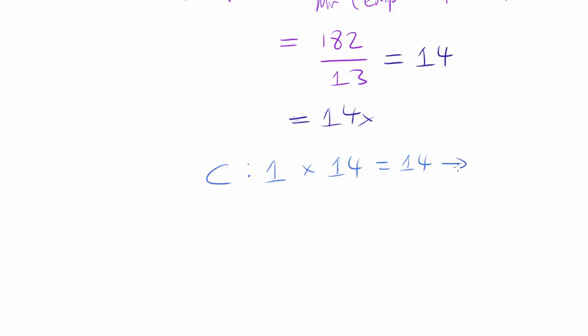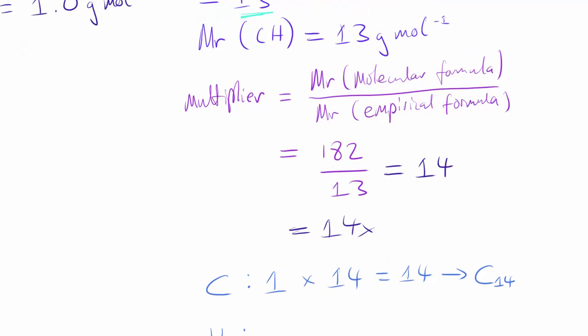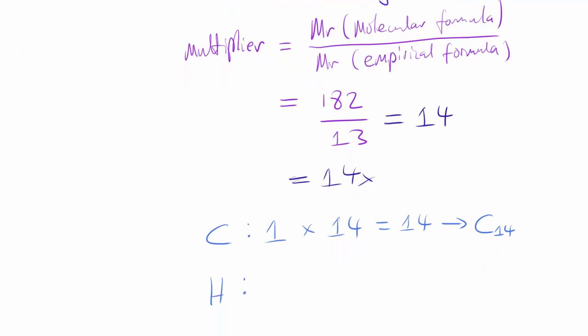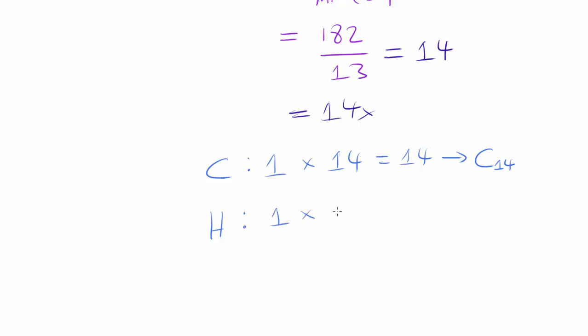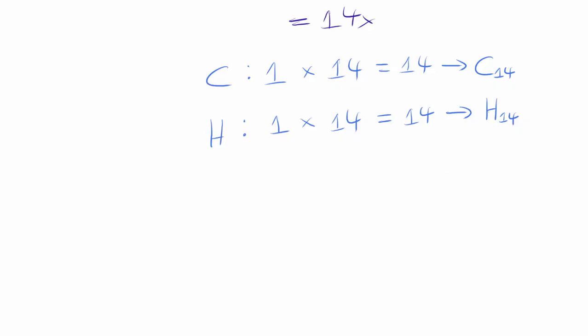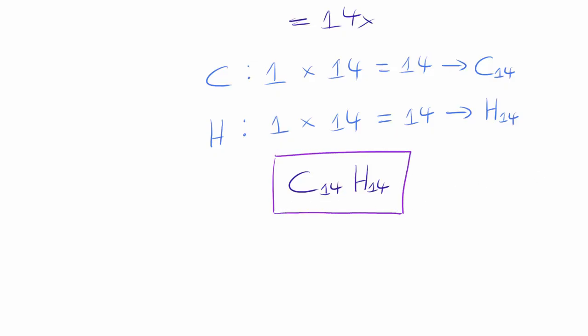Based on that, for the actual molecular formula we're going to have C14. For hydrogen, as we saw, we've got 1 again in the empirical formula CH, so that's multiplied by our multiplier, 1 times 14, which is equal to 14. That gives us H14. If we consolidate these values, our product, in this case our molecular formula, is C14H14.